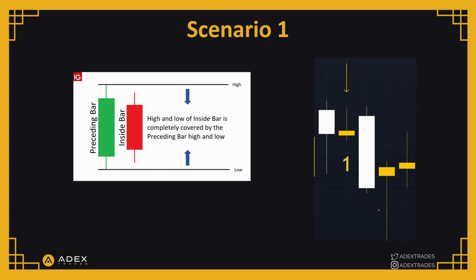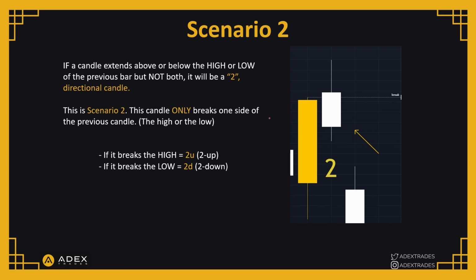All right. Now on to scenario 2. Scenario 2 is if a candle extends above or below the high or the low of the previous bar, but not both, it will be a 2-directional candle.